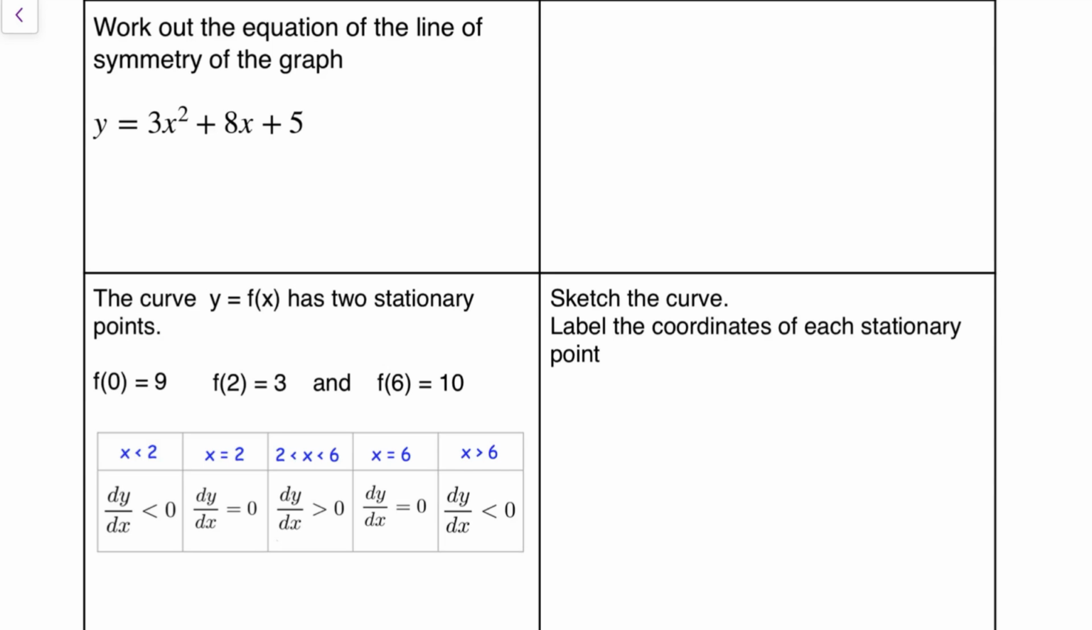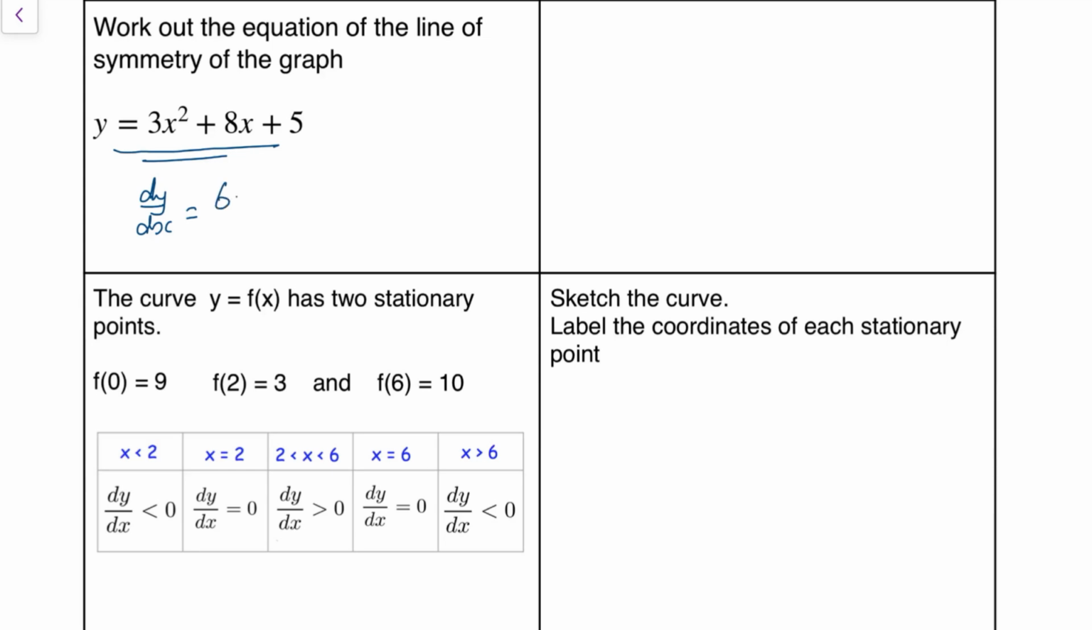Work out the equation of the line of symmetry of the graph. Well, there's two ways of doing this. Way one, you could complete the square. Nothing wrong with that whatsoever. In fact, actually, it's what I was about to do before I realised that if I take out the 3 and then take out the 2, it's going to involve a whole load of fractions and it's going to be a pain. Way two, just to do something slightly different, is you do know how to do this with differentiation.